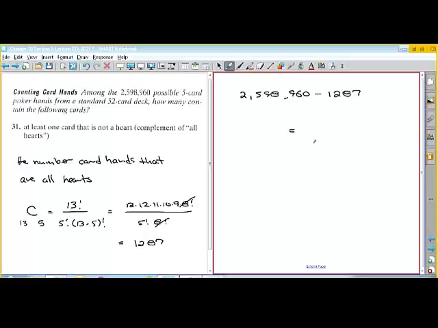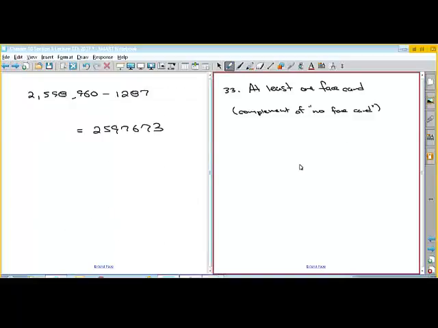Yeah, I know, I'm reading that, I'm going, what? Okay, so if you subtract that, you get 2,597,673. So what they're saying is that pretty much all the time, except a very small percentage of the time, if you get a hand of poker, you're going to have at least one card that's not a heart. There's very few that are all hearts.